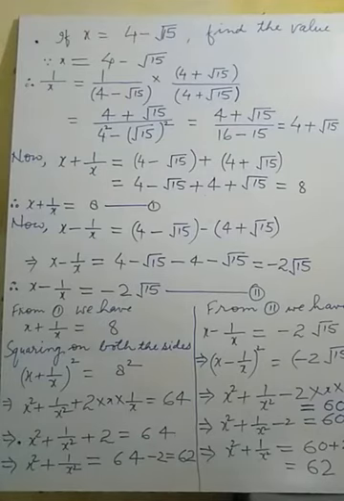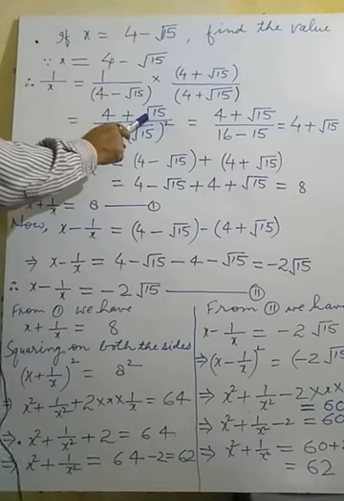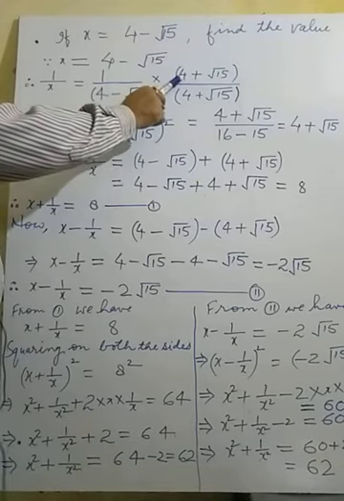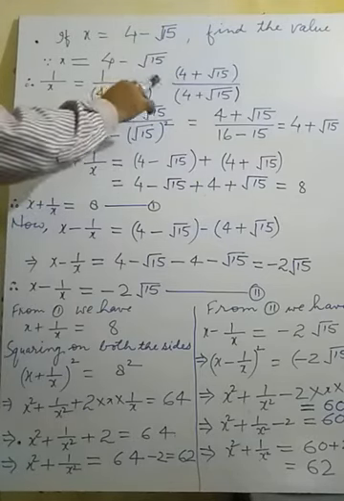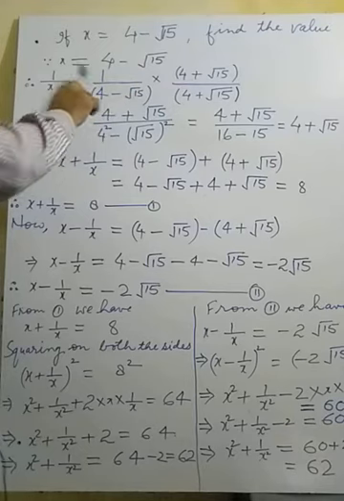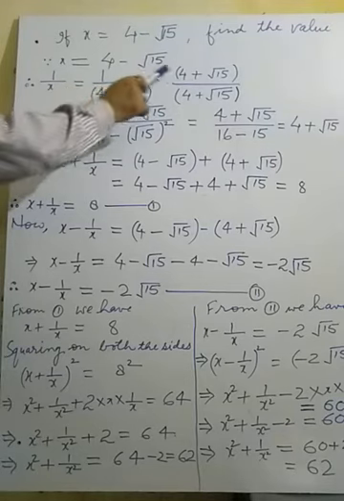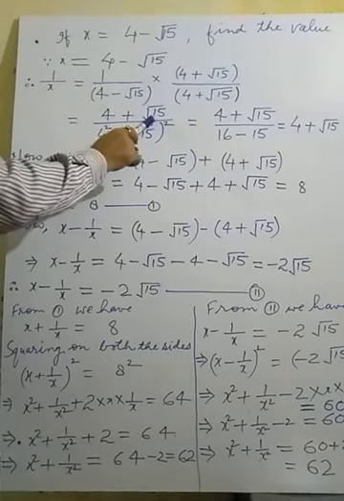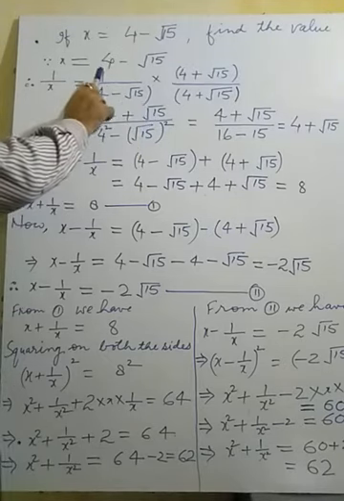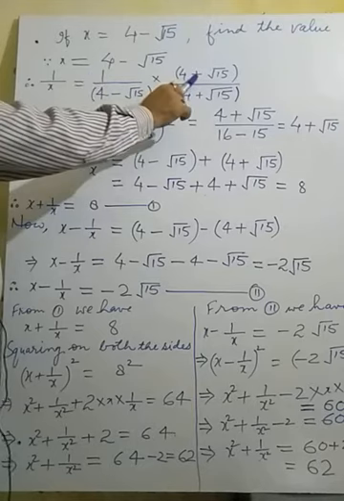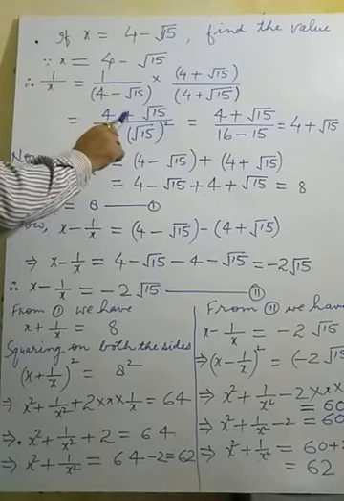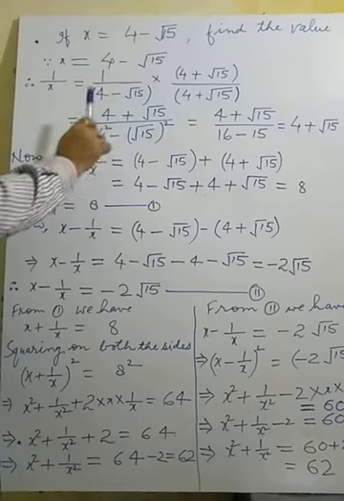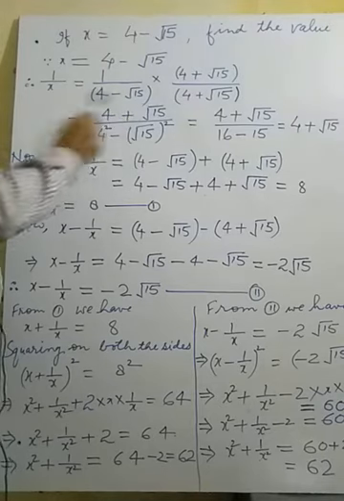Now observe here, this one is 4 plus under root 15. How? Because if 4 plus under root 15 is multiplied by 1, it will be 1 multiplied by 4, it will be 4. 1 multiplied by under root 15, it will be under root 15 plus 1 and plus under root 15. So plus into plus it will be plus.